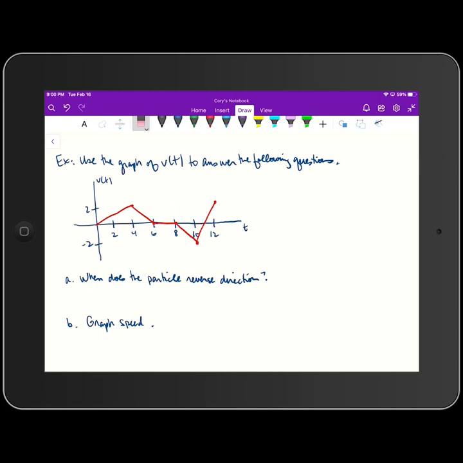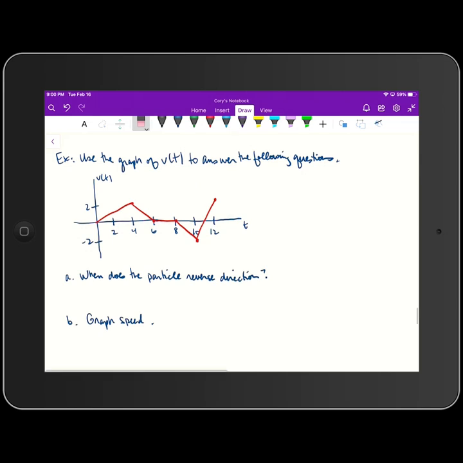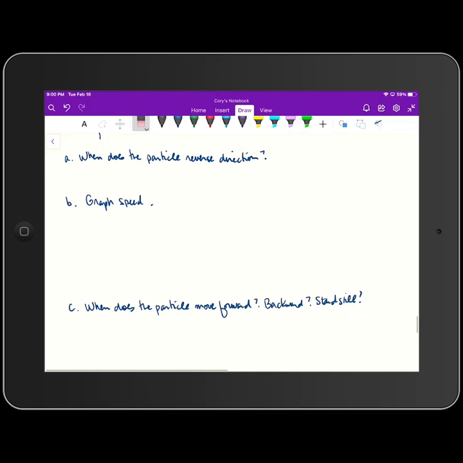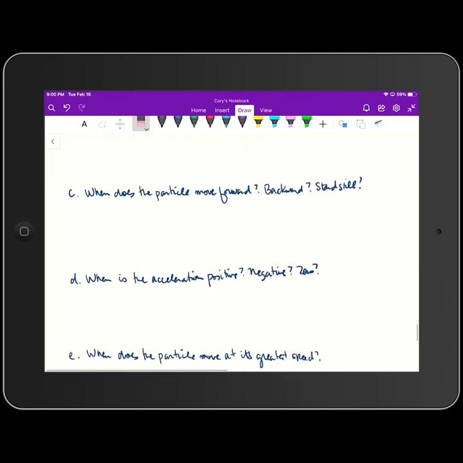So part A asks, when does the particle reverse direction? Leave yourself a little bit of space in between all of these parts. Part B asks us to graph speed. Part C asks, when does the particle move forward? When does it move backward? And when does it stand still? Part D, when is the acceleration positive? When is it negative? And when is it 0?